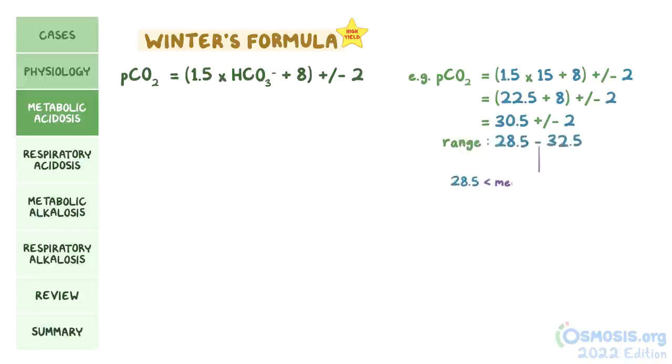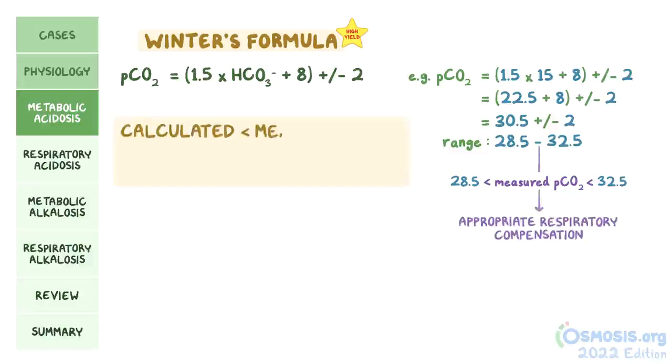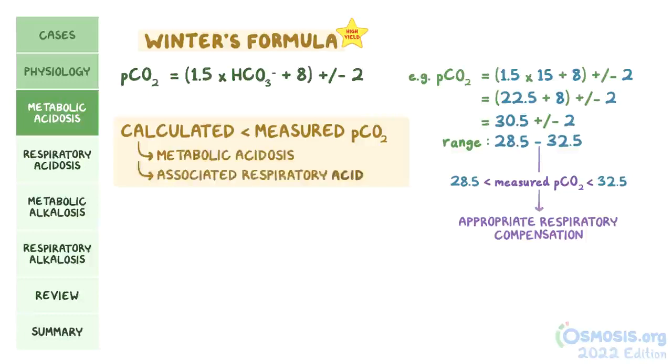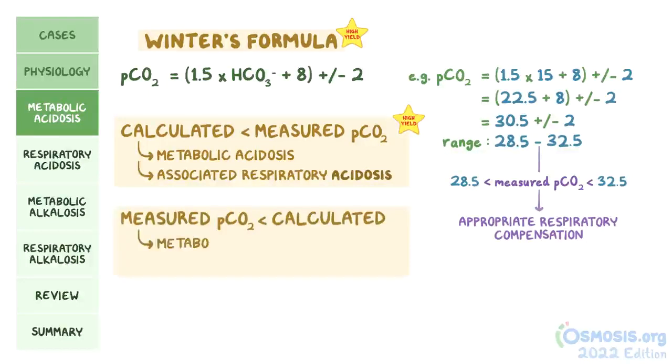So if the measured PCO2 is between 28.5 and 32.5, then there's an appropriate respiratory compensation for the metabolic acidosis. If the measured PCO2 comes back greater than calculated, then there's a metabolic acidosis and an associated respiratory acidosis. If the measured PCO2 is lower than calculated, then there's a metabolic acidosis and an associated respiratory alkalosis. And remember this for your tests.